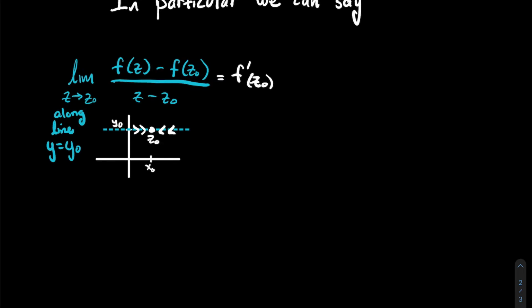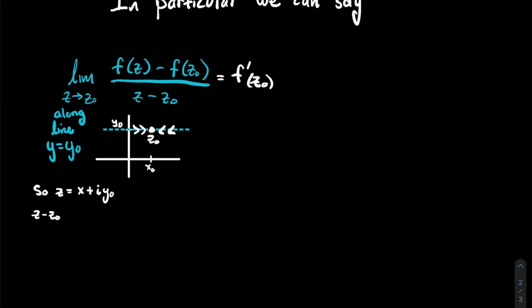So if z itself is approaching z0 along that dotted blue line, I can write down explicitly what z looks like. Z looks like x plus i y0. I want to draw your attention to the fact that the imaginary component y0 is fixed. That's y0. X is allowed to change, X is allowed to approach x0. So that's going to allow me to rewrite the limit above.